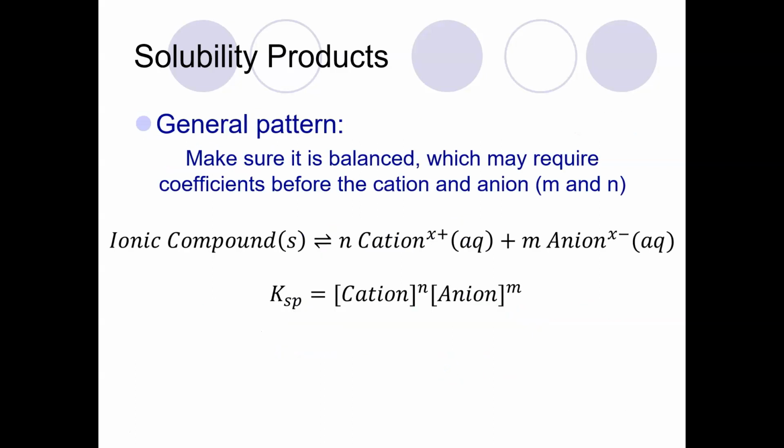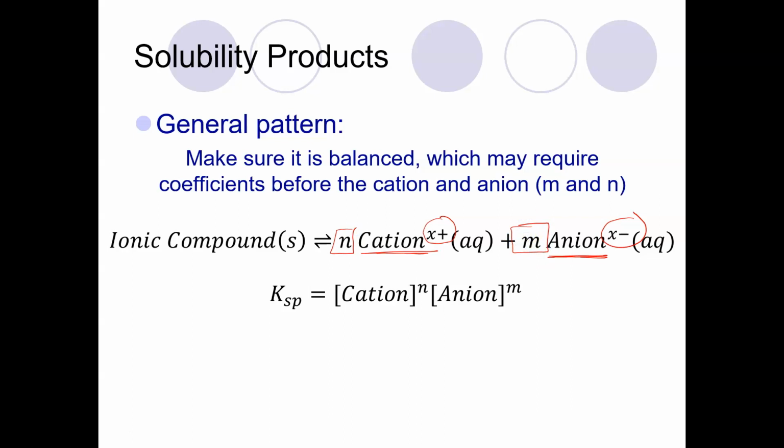So here's the general pattern. You're going to start with the ionic compound, written on the left, with a solid next to it. Then you're going to write your equilibrium arrows. Then you're going to write the cation, which is the positive charge from the ionic compound, plus the anion, which is the negative charge from the ionic compound. You will show the charge. So cations are always going to have a positive. The reason I wrote X there is that I don't know what charge it is. It's going to depend on what the compound or the ion is. And then anion, same thing. It's going to be something negative. The M and the N are the coefficients when you balance the equation.